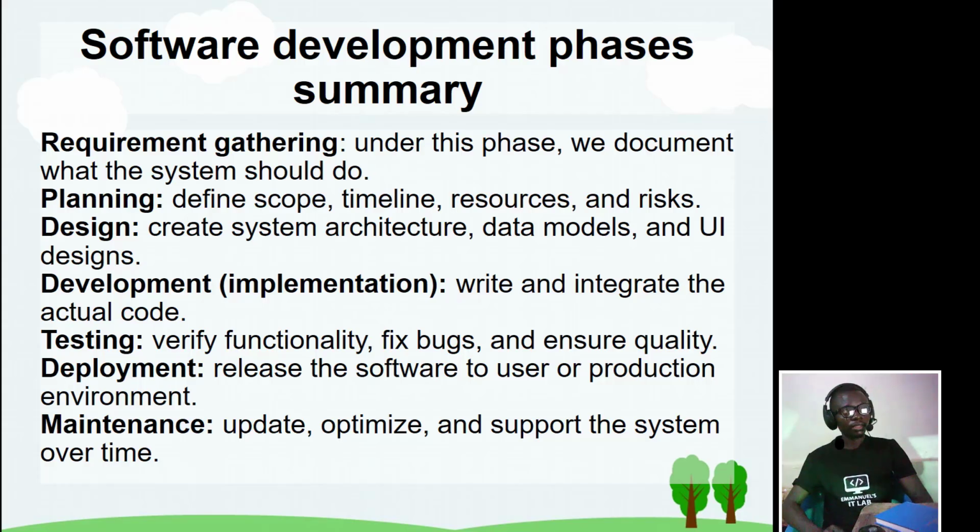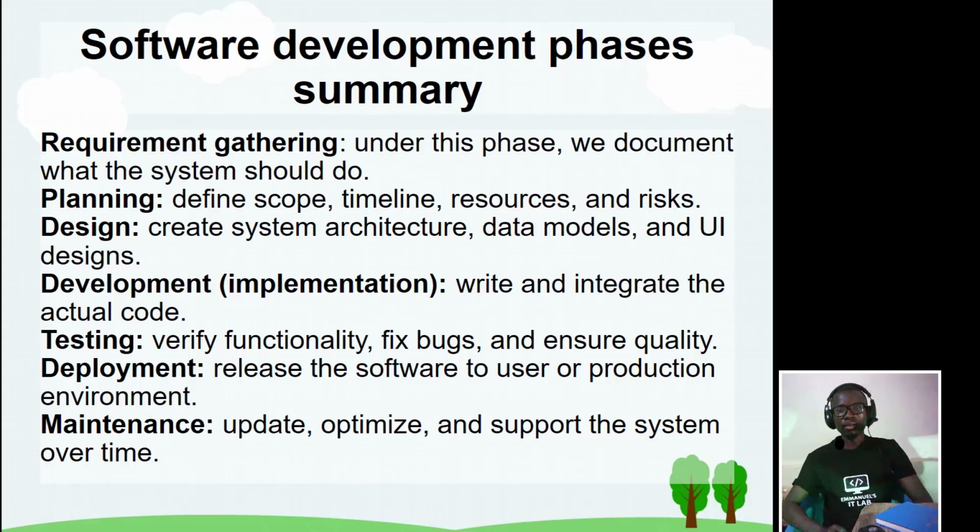Now under this phase, we document what the system should do. An example, to calculate the profit. So we start building on from there, and the percentage profit, to start planning. So in the planning stage, we define the scope, the timeline, we define the resources, and the risks involved. So we define the resources like, I will use Python, I will use Visual Studio Code, I will need maybe to hire somebody to support, I maybe need to buy the design. So that's where I will plan.